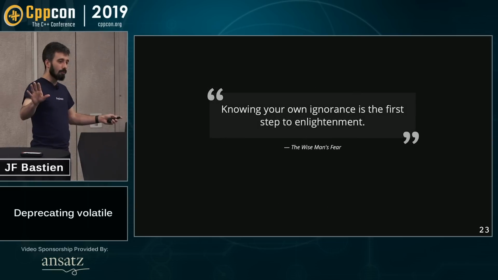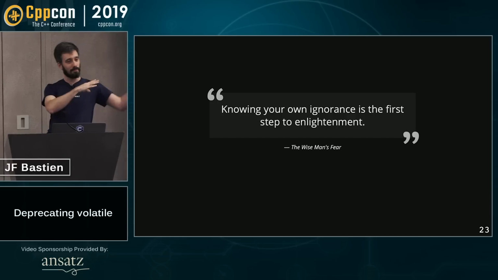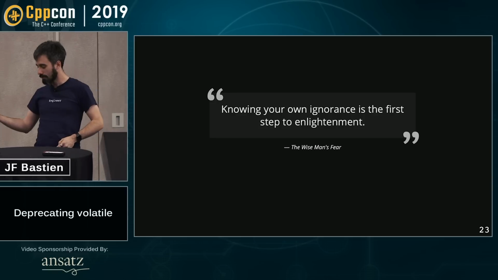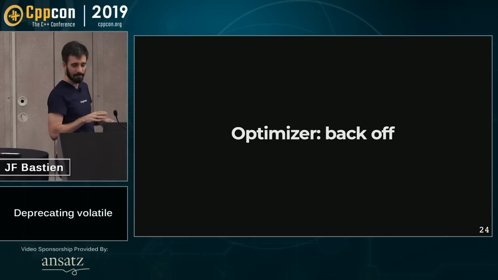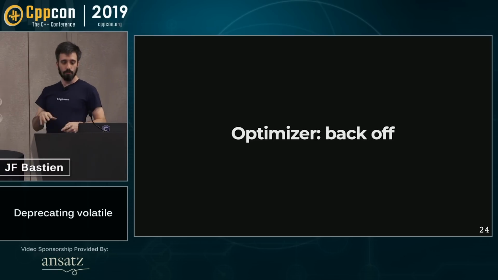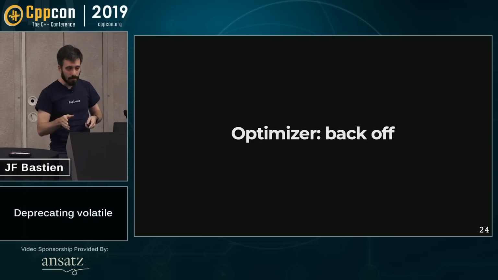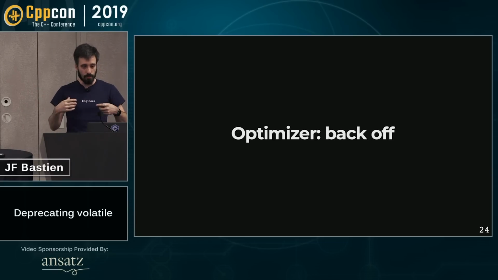Knowing your own ignorance is the first step to enlightenment. So, the first thing that people usually think that volatile means is just optimizers, just kind of back off a bit, right? So what people expect is, the compiler should back off and not do too much. So if the source code contains a load or a store that's volatile, then those loads or stores should occur, right? So if you wrote a load or a store, they should be there, right?